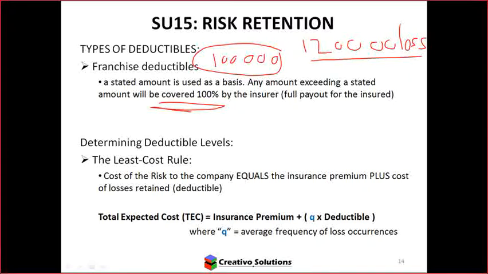Why do I have the total expected cost? Because the total expected cost is what I believe will occur if a loss had to arise. So there are two things you need to consider here: the insurance premium and the frequency of loss times the deductible. What is the deductible giving us? The amount that the insured is willing to cover themselves. Do you agree? Yes. Okay, so Q is the average frequency of loss occurrences.